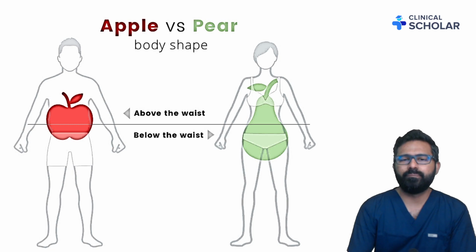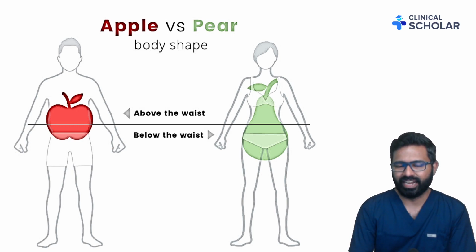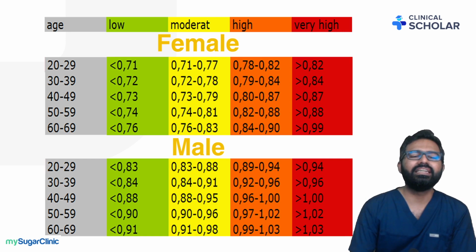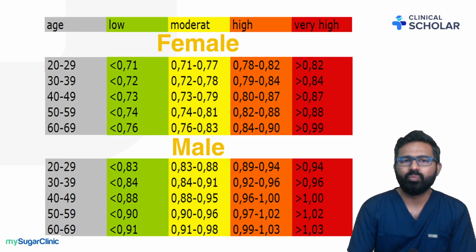The second type of obesity is called pear-shaped obesity. It is classically more in females, where the fat deposition is below the waist at the hip region. Here the waist is small, hip is large, so waist-hip ratio is small. Ideally for females, waist-hip ratio should be less than 0.7, and for males it should be less than 0.8. The higher the waist-hip ratio, the more the central obesity, and proportionately more will be the visceral obesity, and thus there is a higher risk for metabolic syndrome.